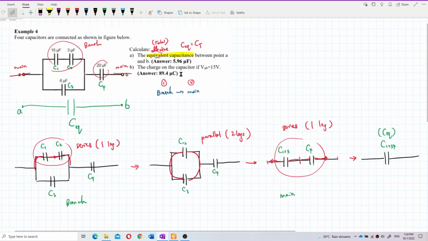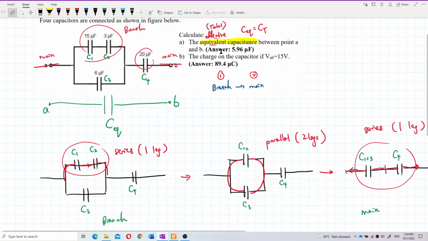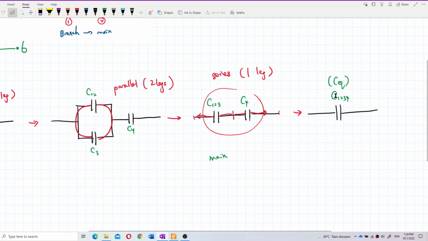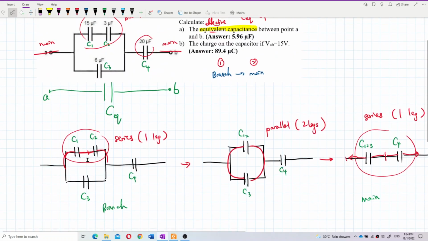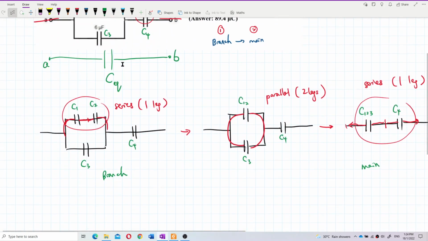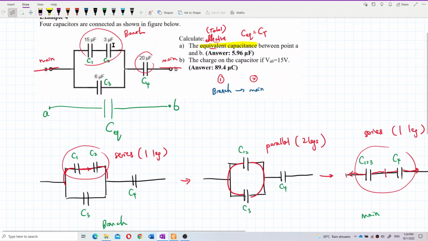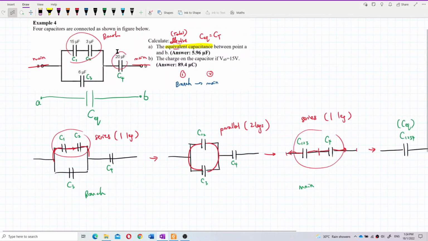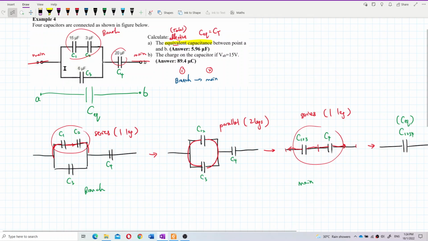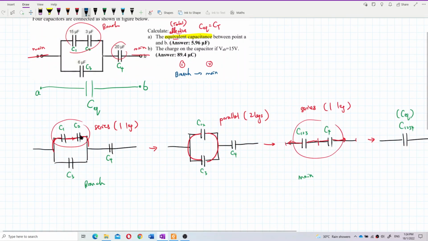Okay, so let's calculate part A. Find out the value of this C equivalent. We start off with this one. I need the values: C1 and C2 are 15 and 3 microfarad. Maybe I should write it over here to make my life easier. This one is 3 microfarad, this one is 6 microfarad, and this is 20 microfarad.